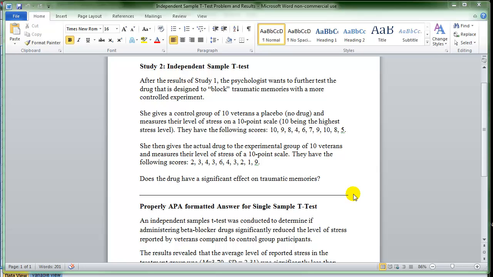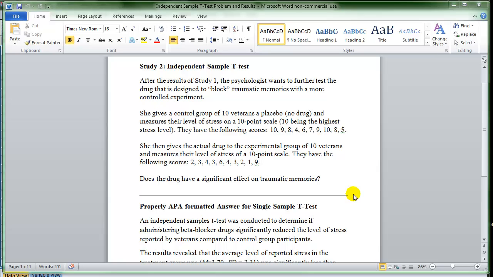She gives a control group of 10 veterans a placebo, so they get no drug, and in real life they would get some type of drug. It would be a non-active drug. Okay, but you get the idea that the placebo group is the control group.